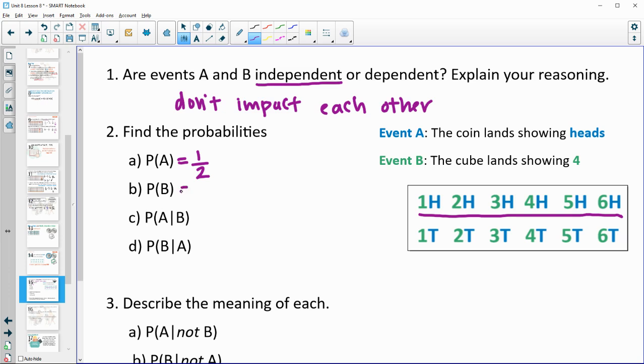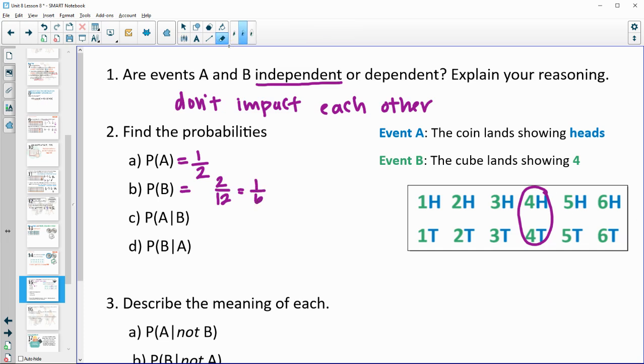Event B is that the cube is a 4. So if we take a look at when this is going to be a 4, we see a 4 here, 2 out of 12 times, or 1 out of 6 times, since it's 1 out of 6 options and it's going to repeat itself. So 1 out of 6, 1 out of every 6 times.